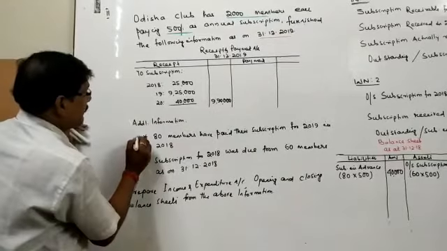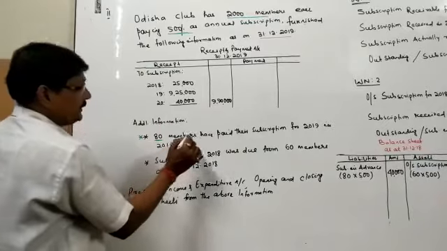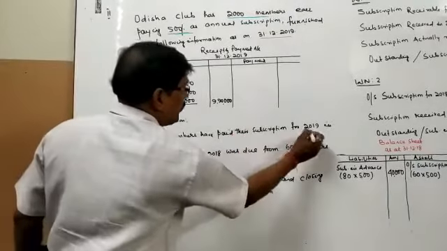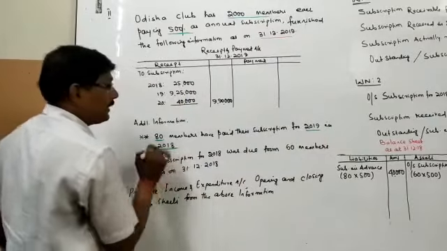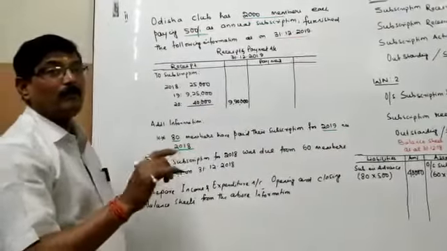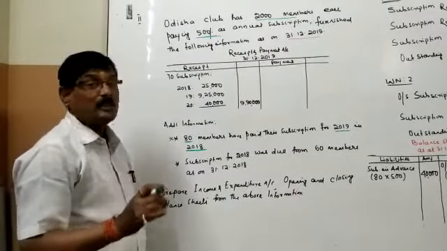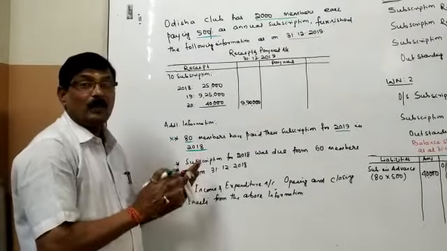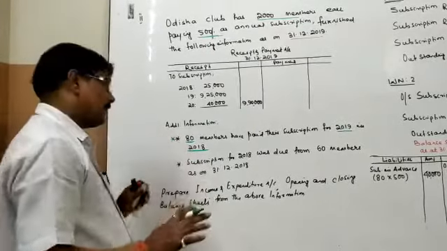Additional information mein aapko diya hua hai that 80 members paid their subscription for 2019 in 2018. Matlab kya hua? 2018 mein they have paid for 2019, means we have received in advance. Agar hum 2018 ka baat kare, we have received in advance. In 2018, we have received for 2019.